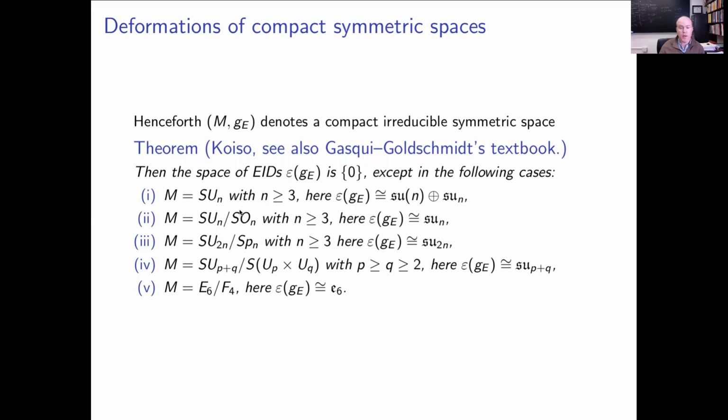Okay, so the Lie group. Notice here, Koiso also computes the actual space of infinitesimal deformations, and in each case, it turns out to be the algebra of the isometry group.